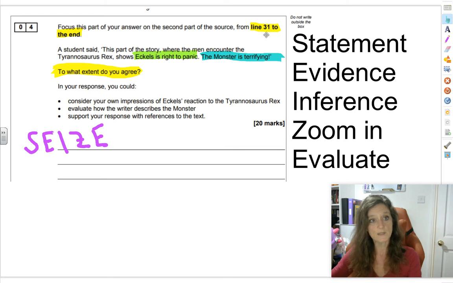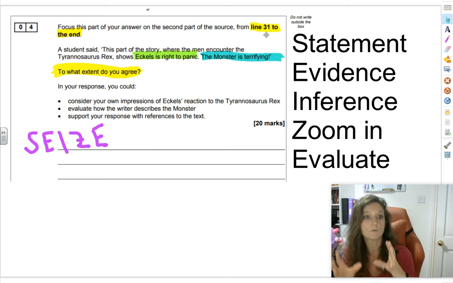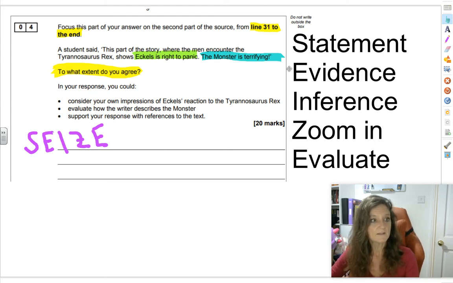What I'd be doing is also putting a big box and highlight pen or coloured pen around the insert around lines 31 to the end, so that I remember to stick to those. And then what they're going to do is give you a statement here, and that's what the S in C's stands for. And the statement can be chunked down, and I've picked out the important bits.